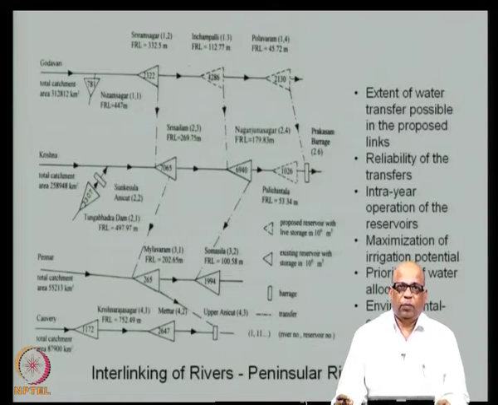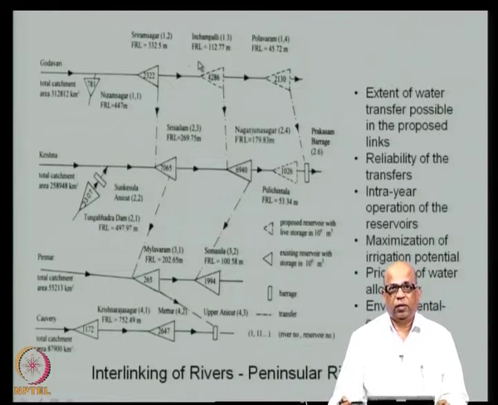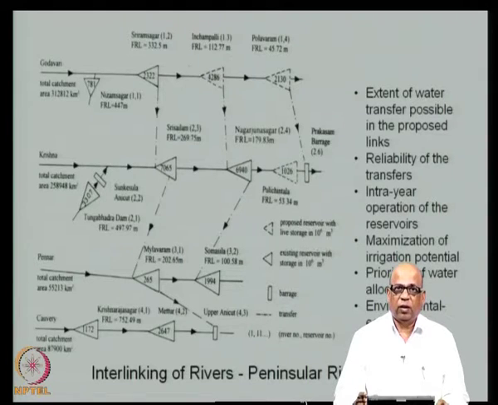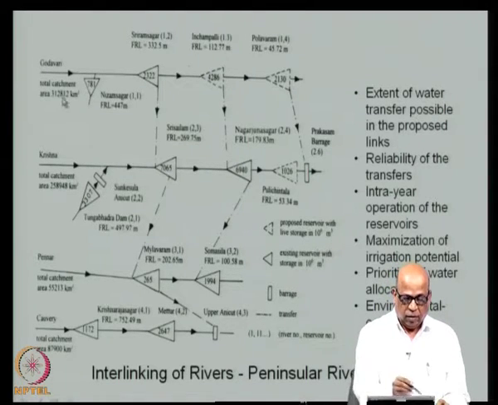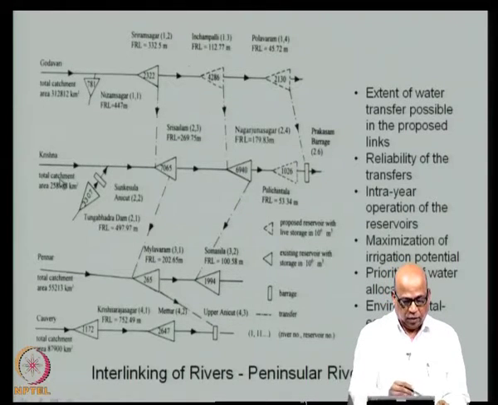Another classical example where we use systems analysis is when you have interlinking of rivers. An often talked about large scale project in India is the interlinking of rivers, where if you look at just the peninsular river system, you have the Godavari, Krishna, Pennar and Kaveri. These are 4 major rivers, and these dotted lines here show the proposed links.